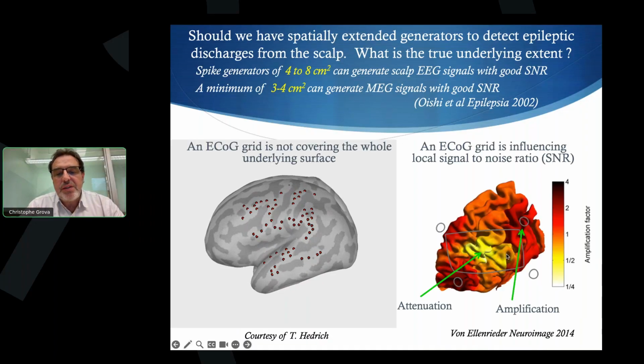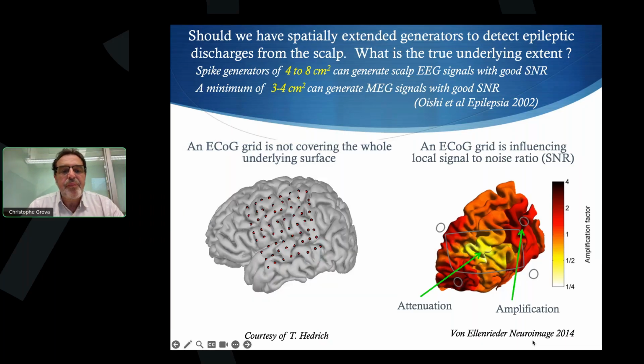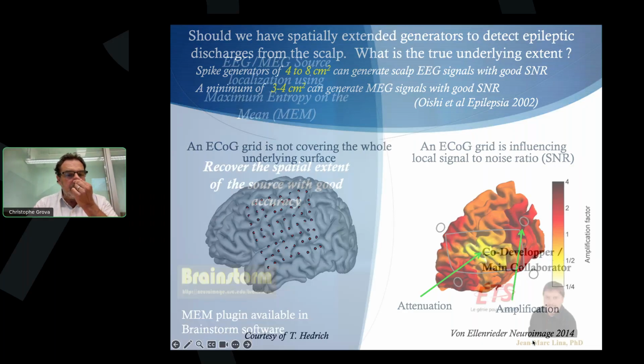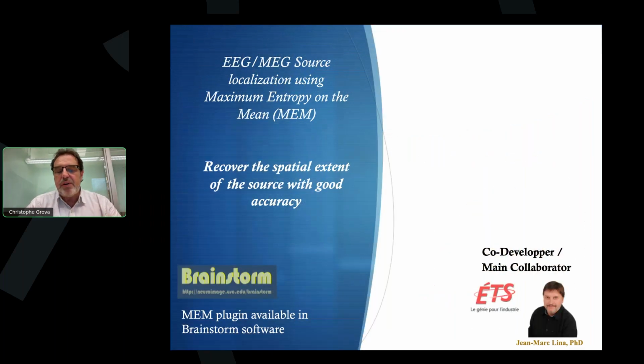And also when you place an ECOG grid, you might have attenuation and amplification of the signal, as my colleague Nicolas van Ellenrieder showed in this very interesting paper. So I'm going to go through this method that I co-developed with my collaborator Jean-Marc Lina here in Montreal, called maximum entropy on the mean.